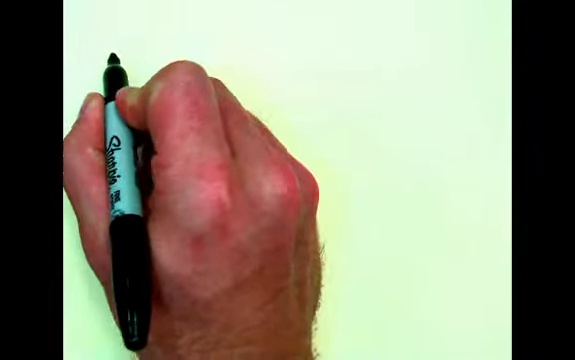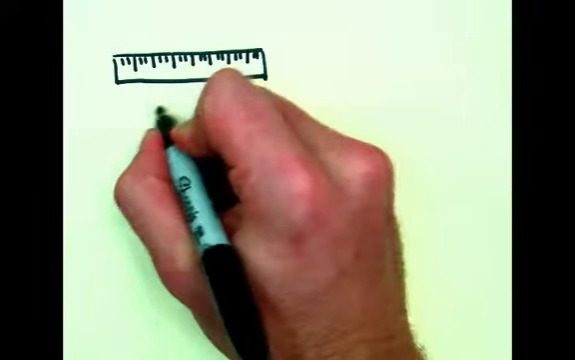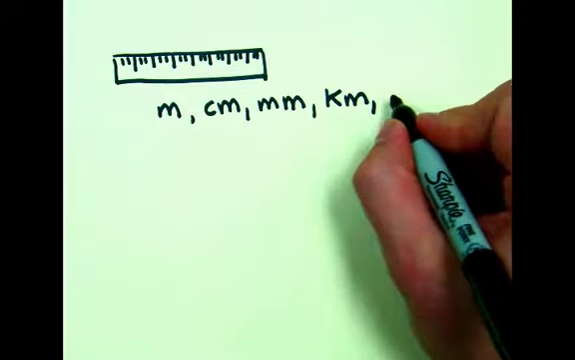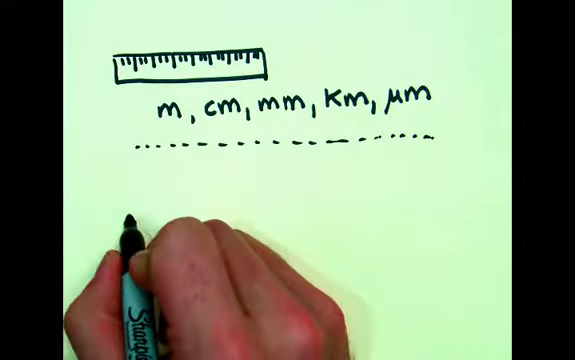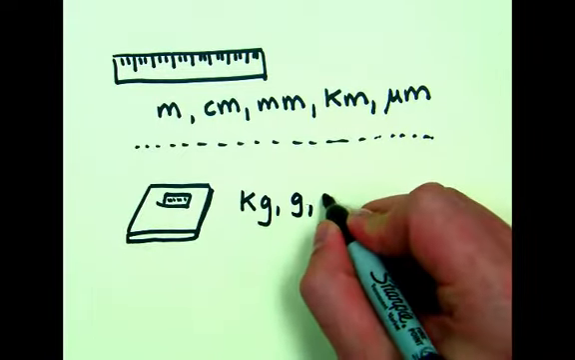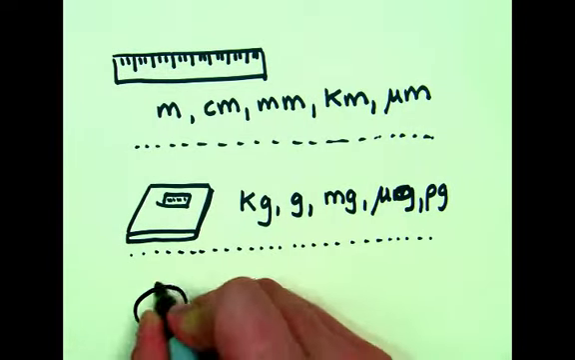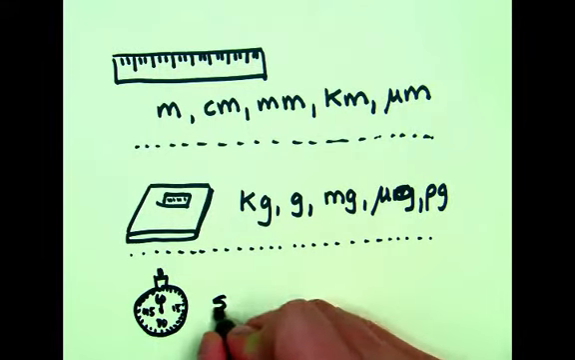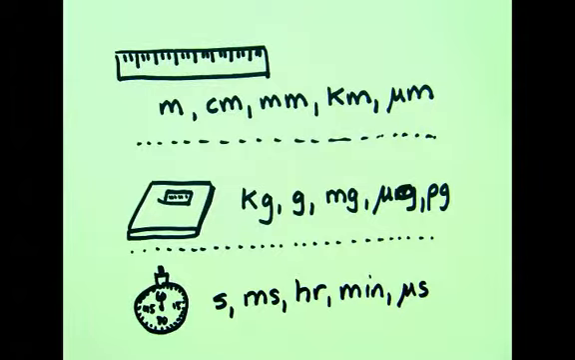Now, whenever you use units, there's a variety of different ways we can use these base units. For example, if you're looking at length, use meters, centimeters, millimeters, kilometers, and even micrometers. And if you go over to mass, you can talk about mass by using things like kilogram, gram, milligram, microgram, or even picogram. And when you're talking about time, you can use seconds, milliseconds. You could even use hours, minutes, and microseconds.